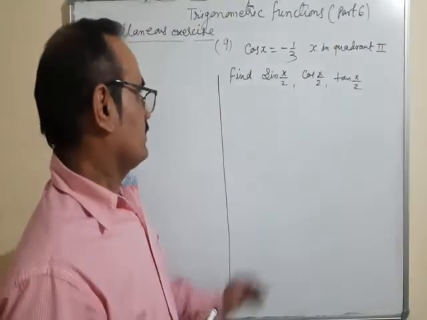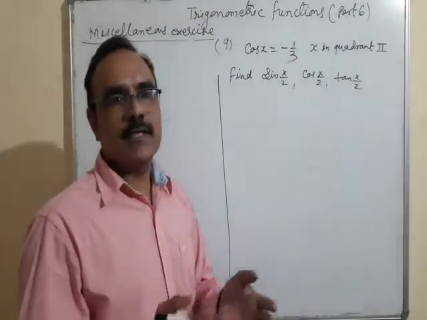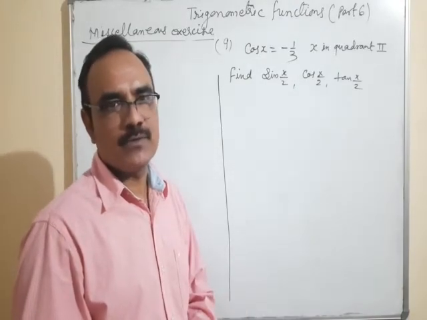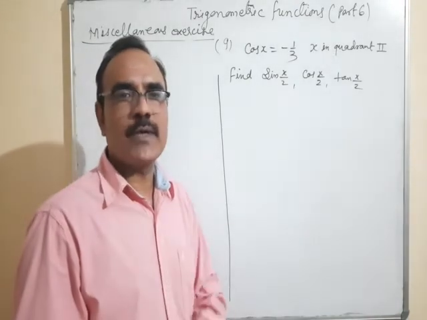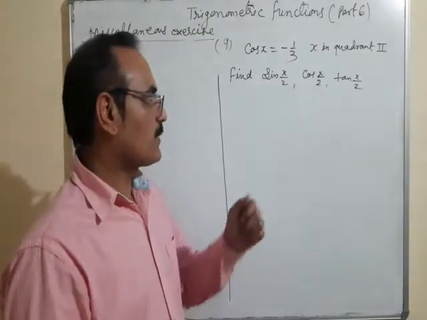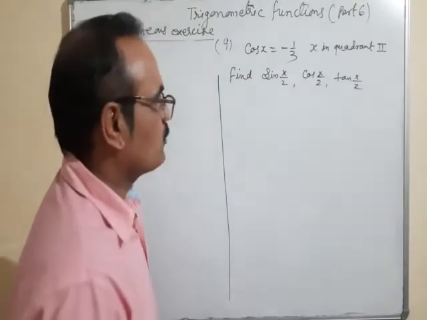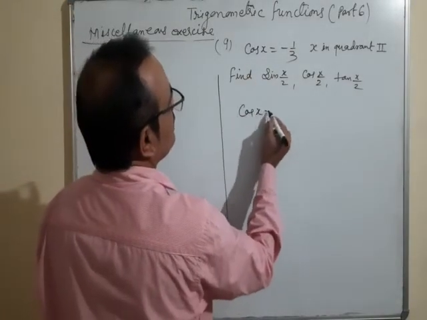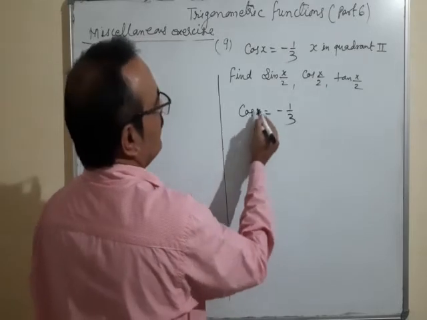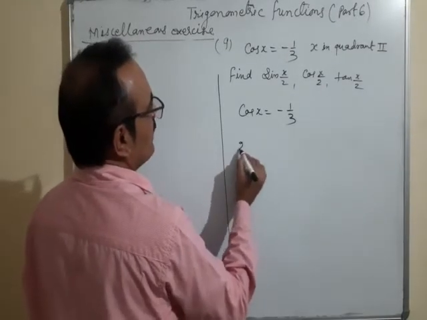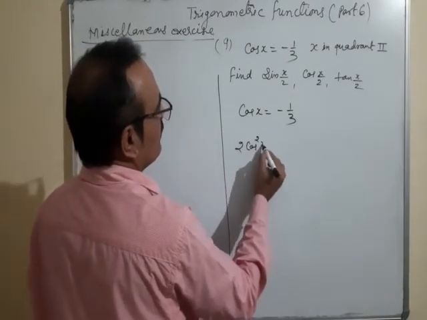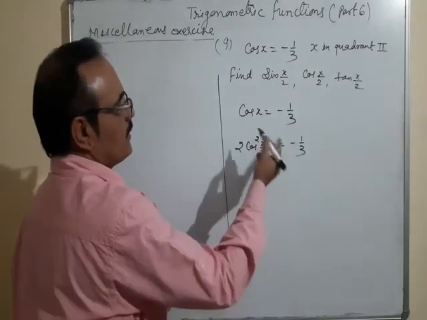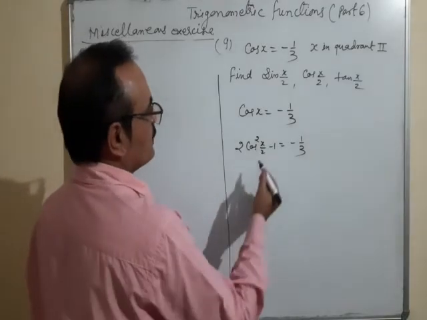Any half angle term, we know that cos x is equal to cos square x by 2 minus sin square x by 2. Cos x is equal to 2 cos square x by 2 minus 1. So I am converting into that form. Cos x is equal to minus 1 by 3, so 2 cos square x by 2 minus 1 is equal to minus 1 by 3. And from this we are finding the value of cos x by 2.